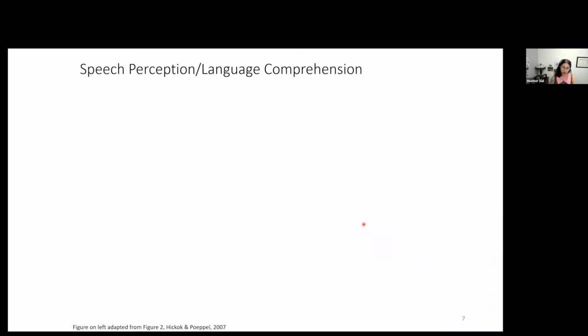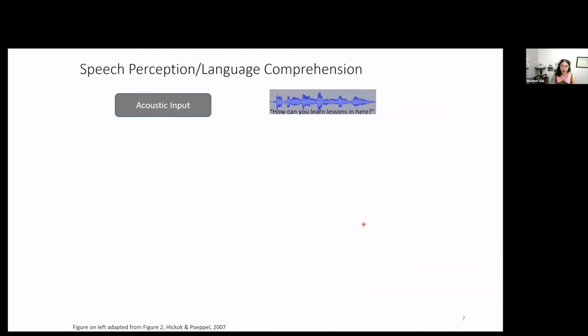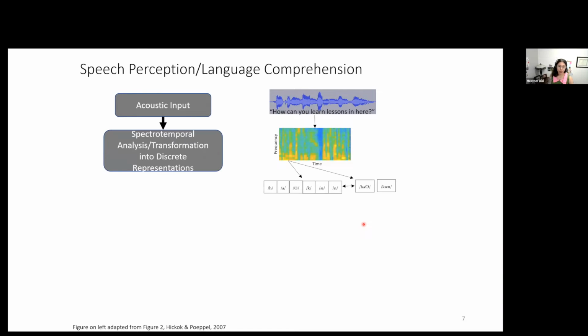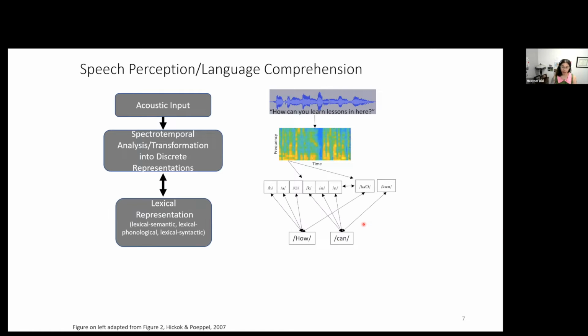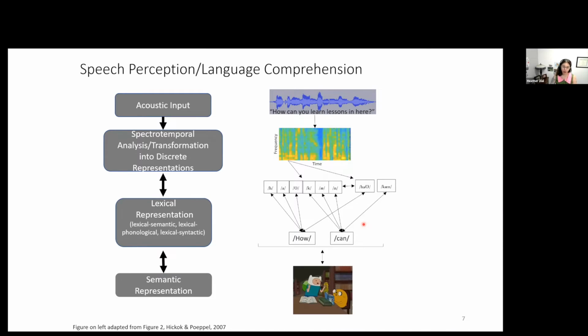So we're looking at speech perception and language comprehension in PPA. I'm going to present a really basic model of perception and comprehension. First, you have acoustic input, for example, "how can you learn lessons in here?" This is mapped onto a spectrotemporal level, which is used in part to transform this continuous representation into discrete representations, maybe something on the order of phonemes or lexical level representations. The lexical representations can be lexical semantic, phonological, or syntactic, before ultimately being mapped onto a semantic representation of the acoustic input.